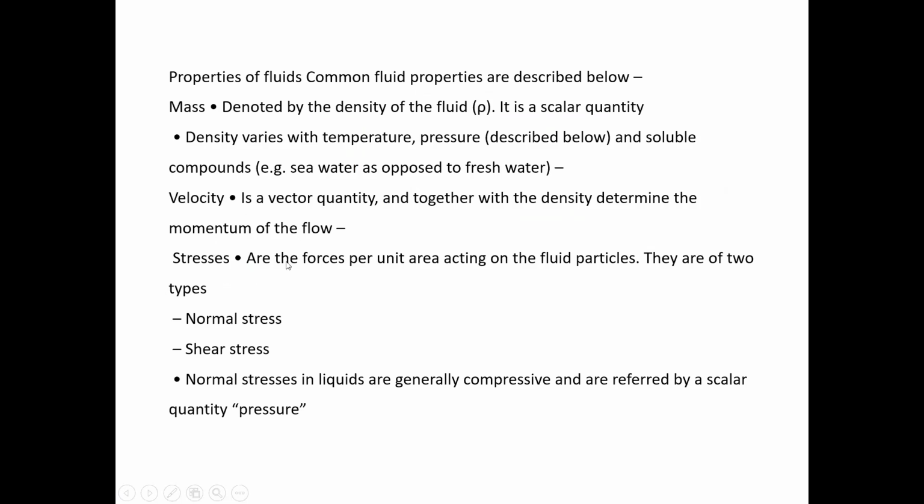And stress is nothing but force per unit area. If the normal force is active with respect to the area, then we will call that a stress. This stress is divided into two components, normal stress and shear stress. Normal stresses in liquids are generally compressive, and they are referred to by a scalar quantity, which is known as pressure.